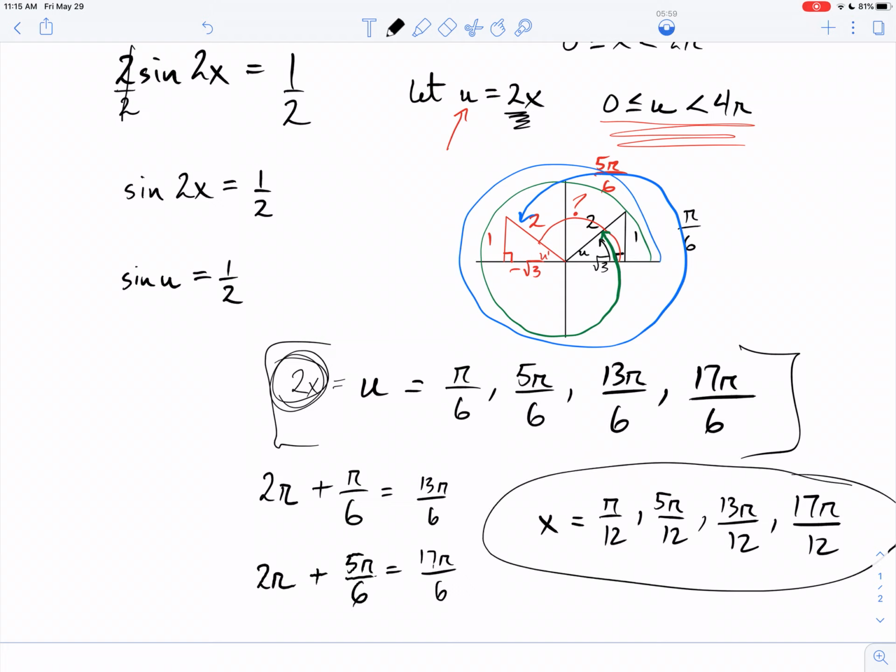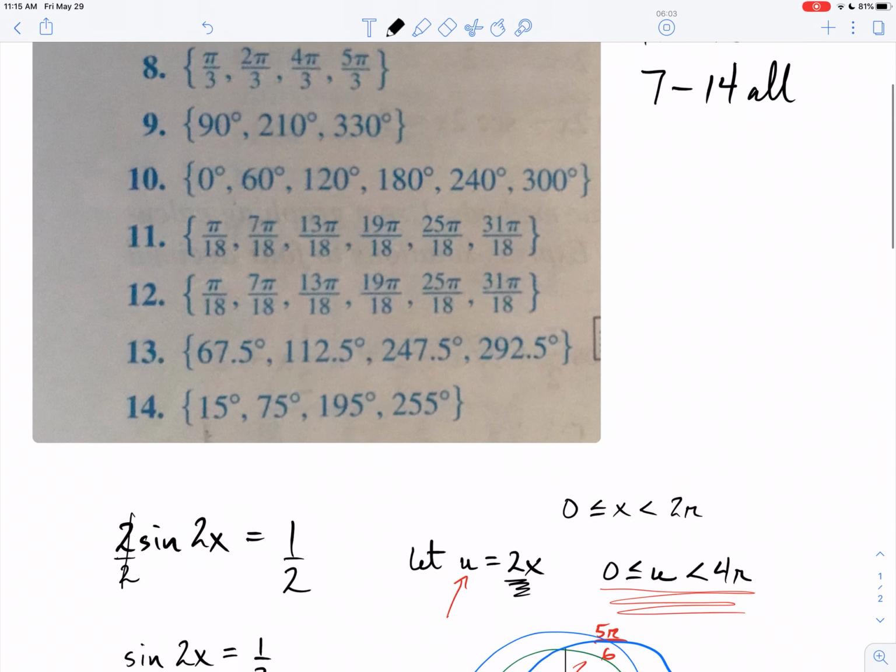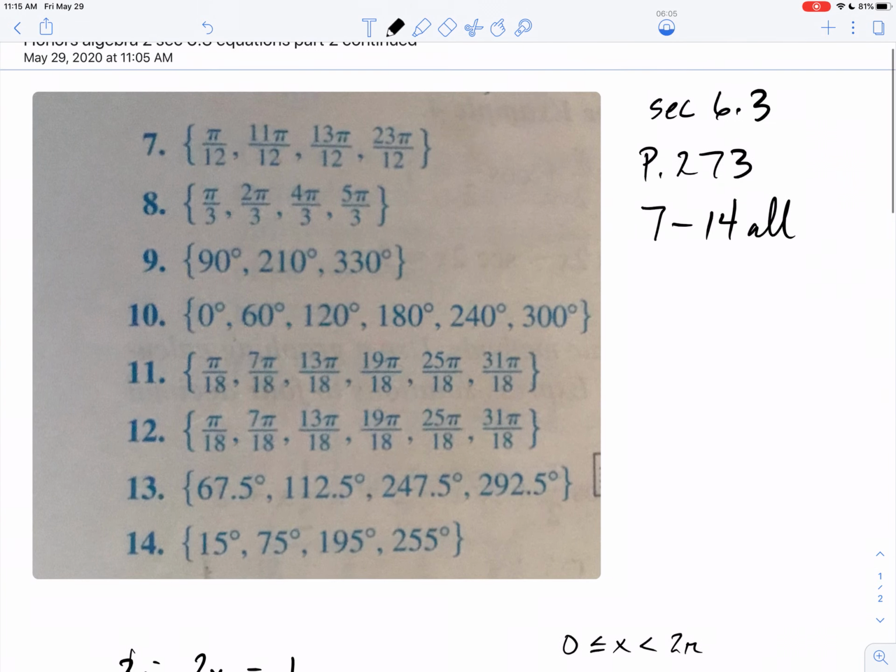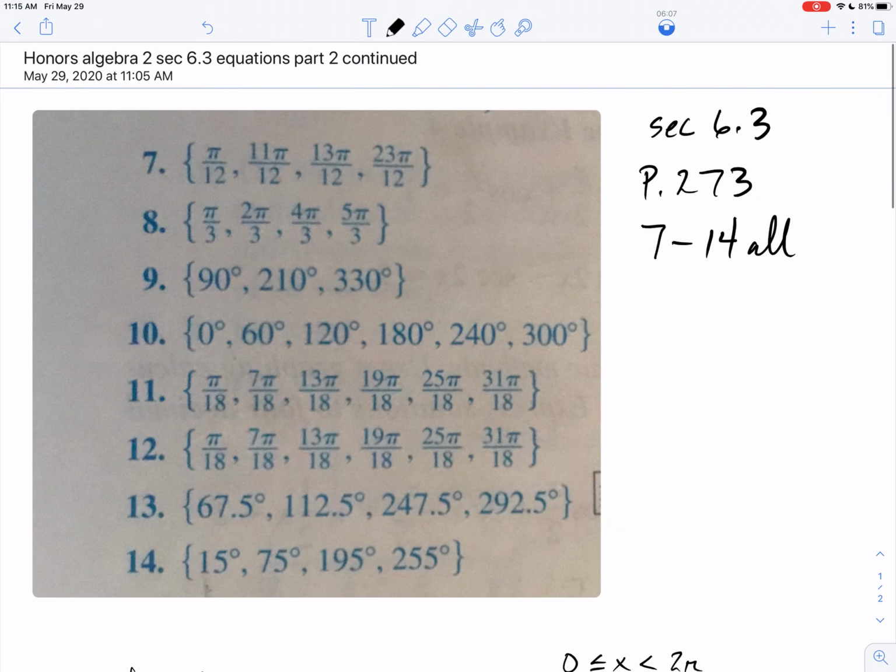So you'll see that when you check your answers, let me scroll back up, check out some of this funky stuff. Hey, problem number 7 has twelfths in the answer. 8 has thirds in the answer. Look at this, 18ths in some of these. Now you'll also notice there's some degree answers here. Degrees are fine. You can work in radians or degrees.